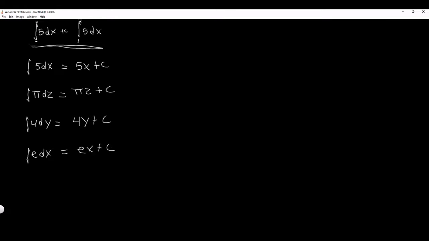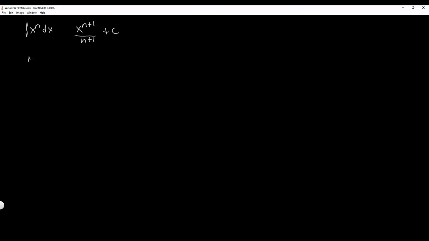So the next type of problem you're going to see is a variable raised to a constant, and it's going to look like this. The integral of x to the n dx. And the way you solve this is you take x to the n, you add 1 to the exponent, and then you divide by the new exponent. Then you add c. So let's try our first problem.